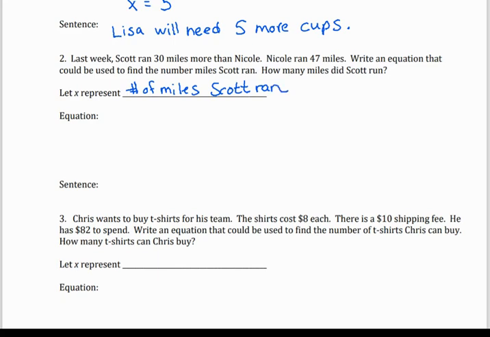Okay? And so Caitlin did a great job of continuing to add on to that. So, number of miles is decent, but we want to be specific, because are we talking about Scott, Nicole, Joe Schmo, right? We want to be specific. Alrighty. Can anyone think of an equation here?